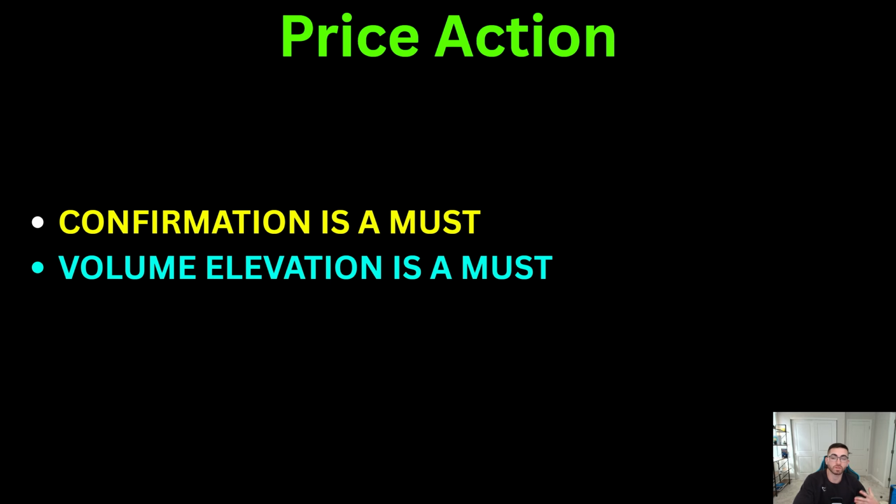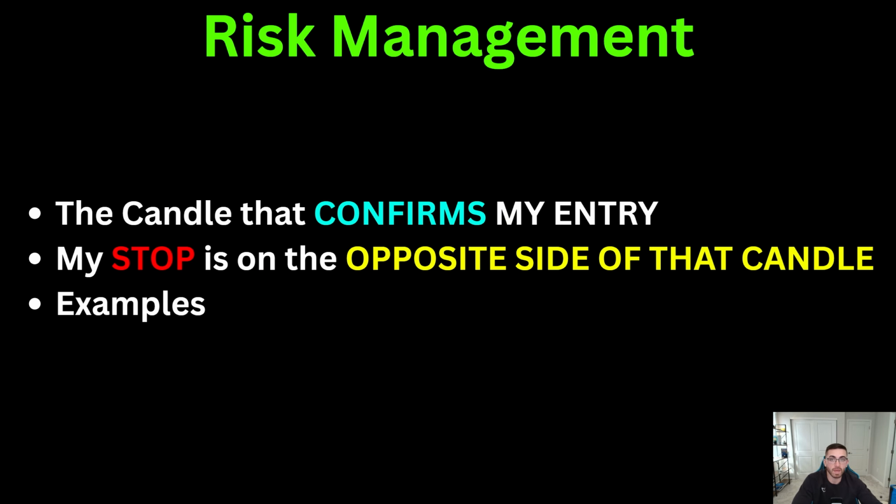But then I also want to see an elevation in the volume because that's going to tell me if that demand zone is actually valid. Vice versa for supply. I like to look for bearish hammers, dragonfly dojis, long upper wicks, and bearish engulfing candles. Again, with an elevation in the volume because that's going to tell me if the zone is actually valid. And when volume confirms with the price action at my zone, that is my green light to get into the trade.